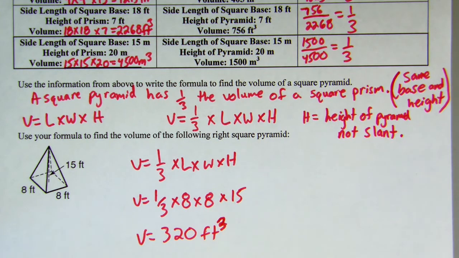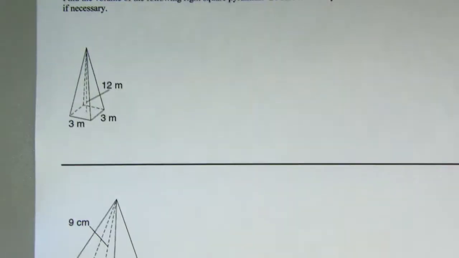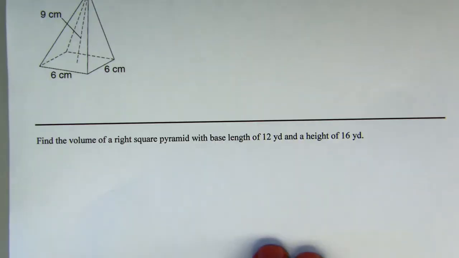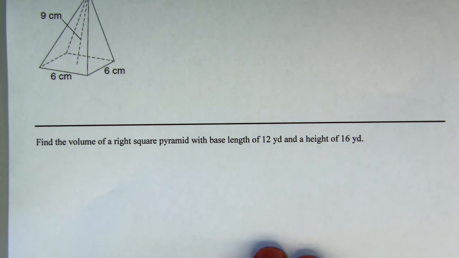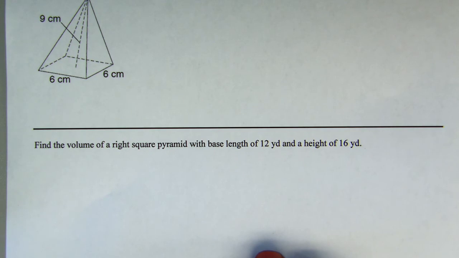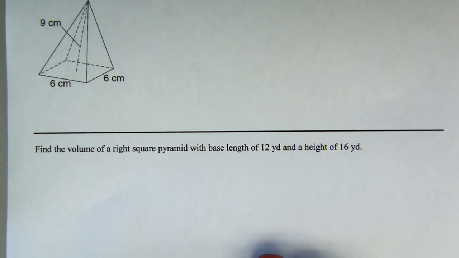For you guys now, you have 3 problems to solve. So go ahead and pause the video. You have 2 pictures you can solve, and then you have a problem that gives you a base length of 12 yards and a height of 16 yards. So go ahead and solve those 3 problems and see how you do. Make sure you write down the equation each and every time. It's going to help you remember it.